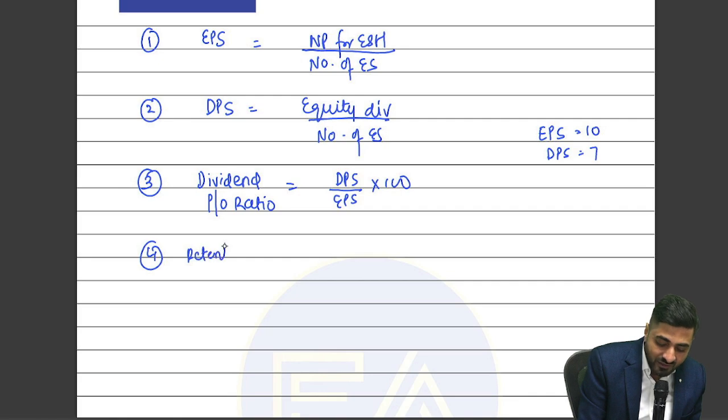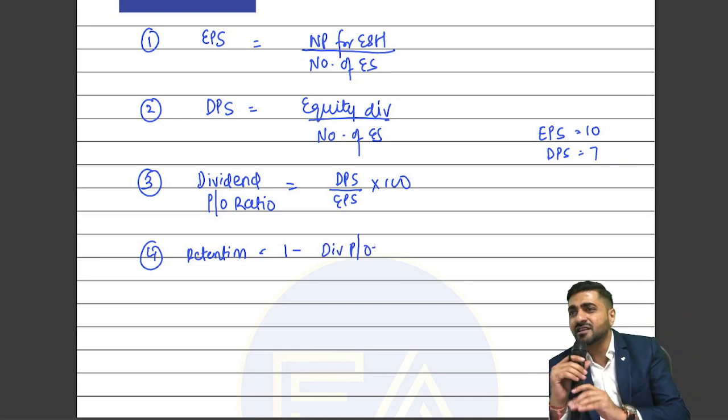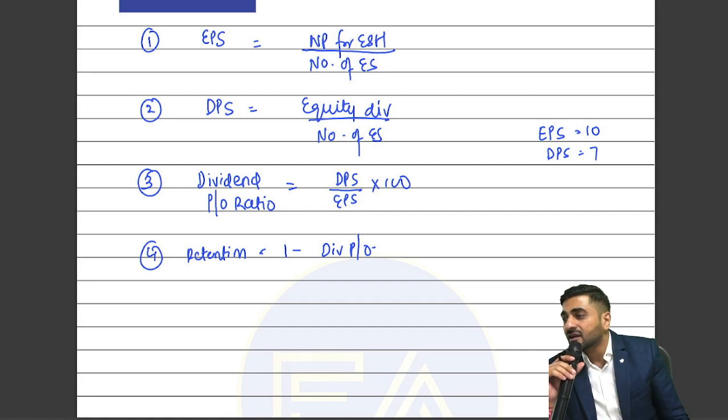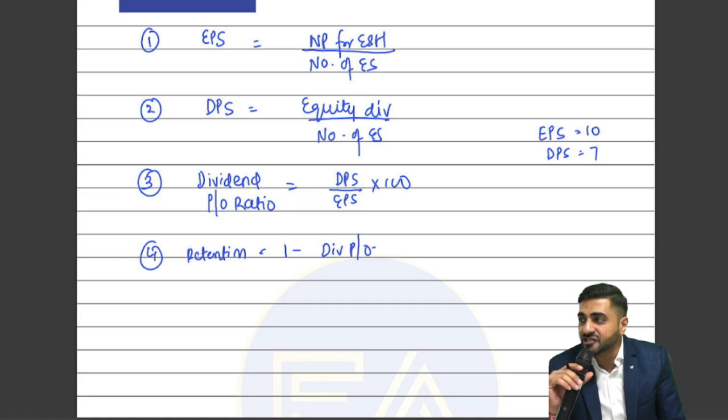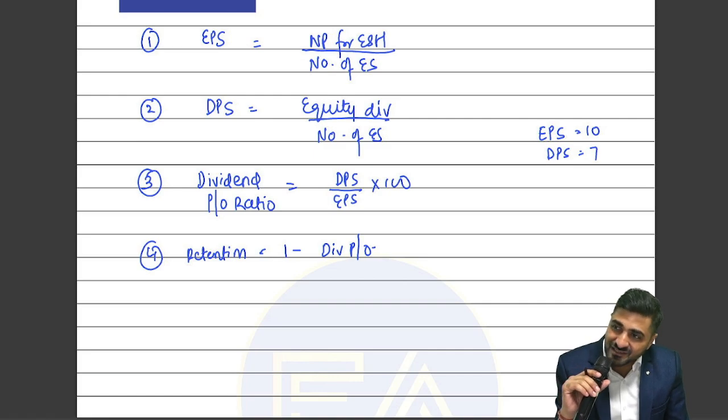Don't take tension because retention is 1 minus dividend payout ratio. Retention is nothing but 1 minus dividend payout. If your dividend payout ratio is 20%, retention is? Dividend payout ratio 30%, retention is? Dividend payout ratio is 90%, retention is? If dividend payout is 100, then retention is? So 1 minus dividend payout gives you retention, yes or no?